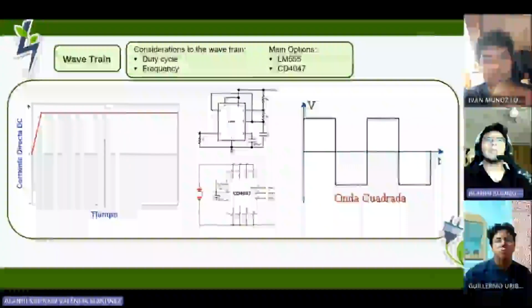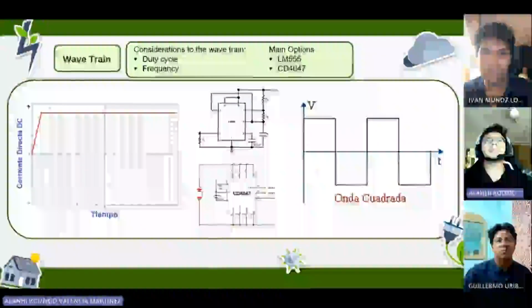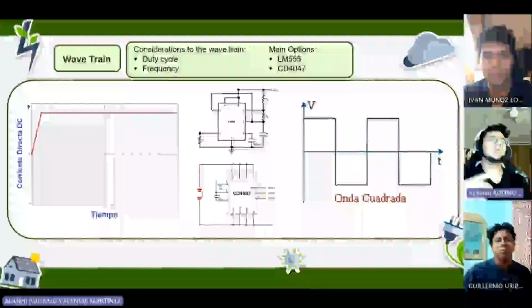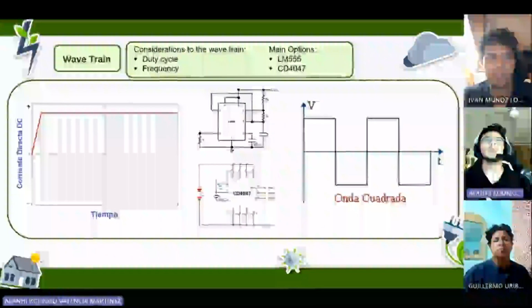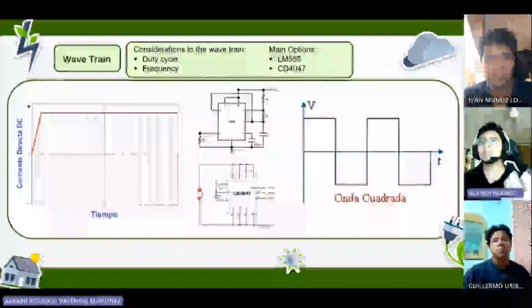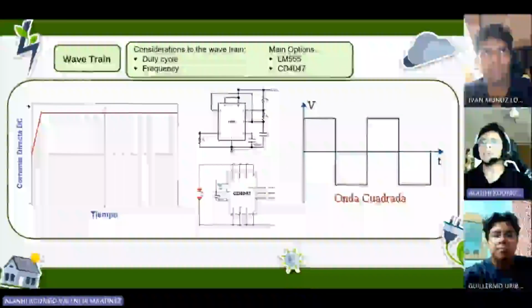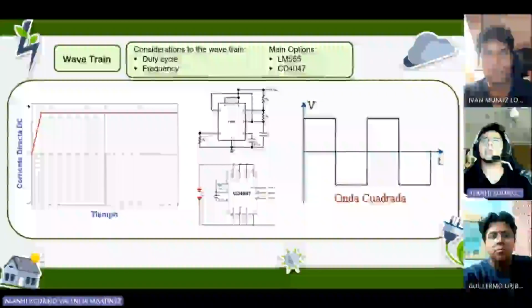At first, we have the wave train. In this problem, we have to convert direct current to a wave train. How can we do this? The first aspect to consider is the duty cycle, and the second is the frequency.